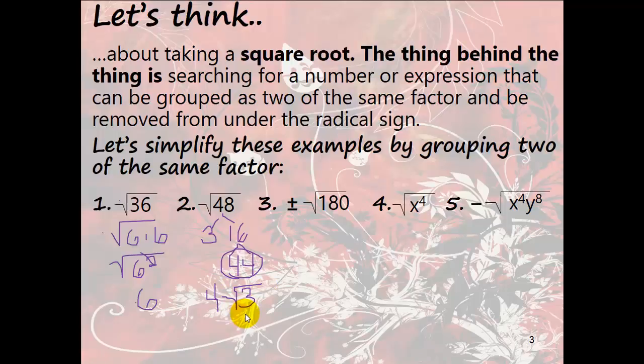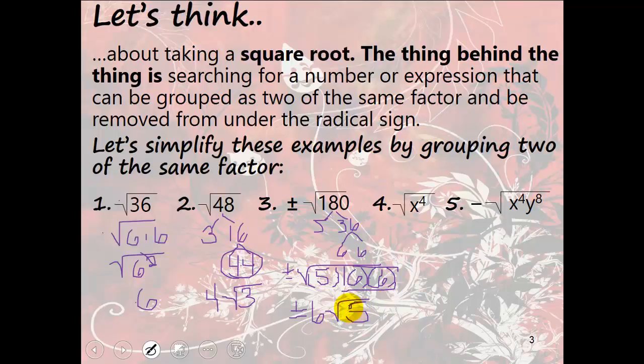So I'm removing all my pairs of the same factor. On number 3, 180, I'm looking for the plus or minus, both the positive and the negative roots. I'm going to divide by 5, and that gives me 36, and then that's 6 and 6. I could write this as plus or minus 5 times 6 times 6. I'm going to use parentheses. So these 6's are a double. We did this before. So they come out as 1 in front, so I have plus or minus 6 root 5, okay?